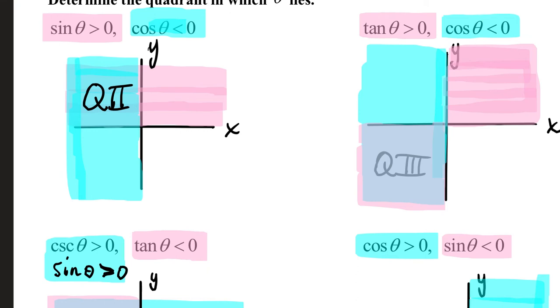Cosine again is negative in the left two because x coordinates are negative in the left two quadrants. The overlap occurs in quad 3, and so that's our answer.